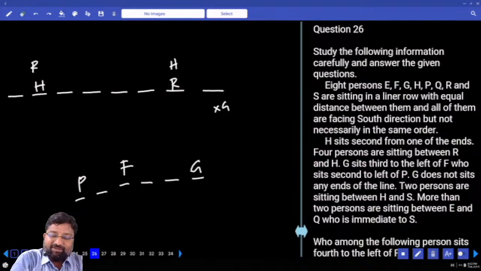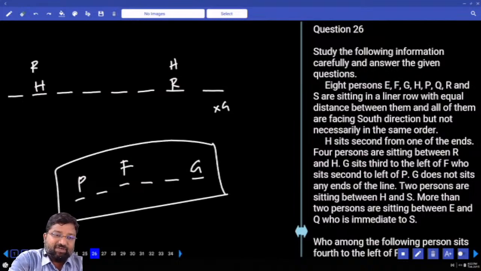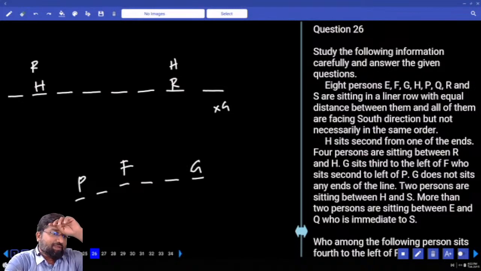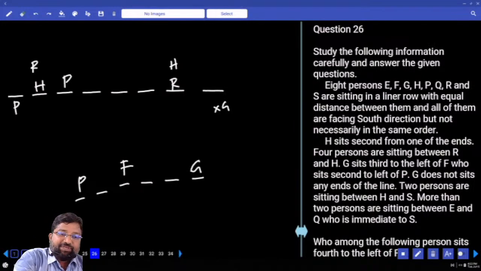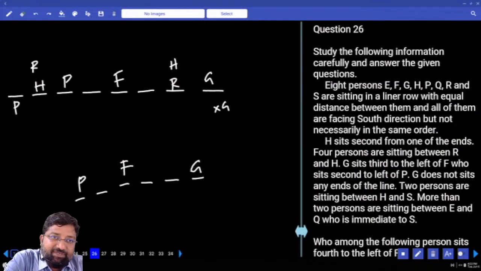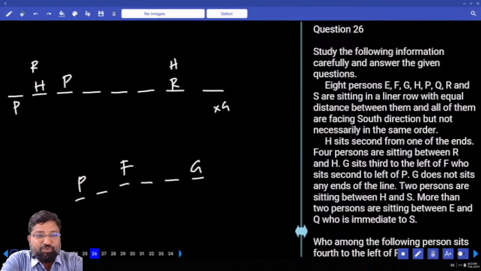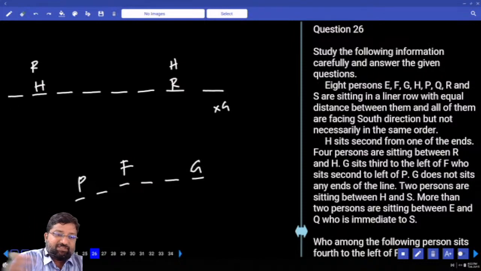If I look at this carefully, here I have covered how many places? 6 places. Can I go for P here? P 1 person gap F and 2 person gap, and then I can go for G. No problem. If I put P here, this will be F after the 2 people, and then G will be in the extreme corner. But the clue clearly says G cannot be in the extreme corner. I can't go towards my right again.